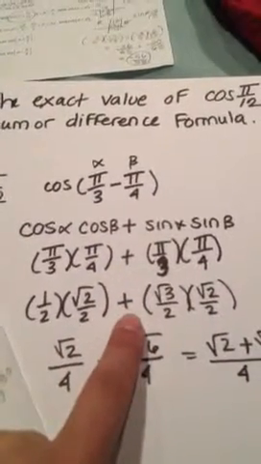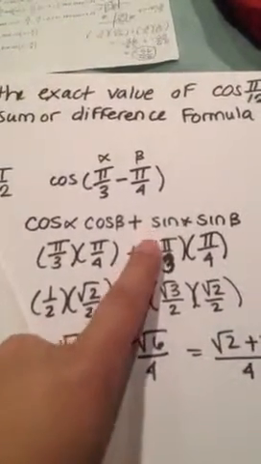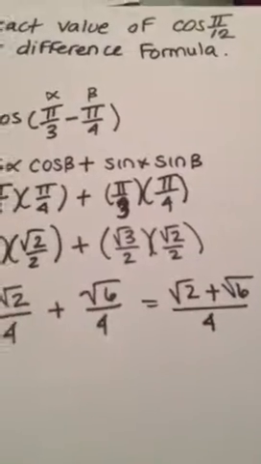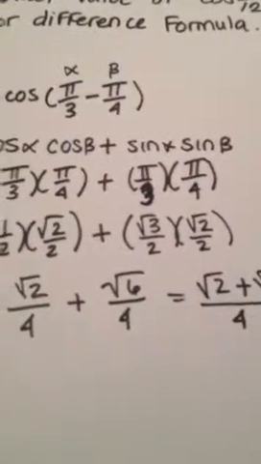Then you want to find sine of pi over 3. So you use the unit circle and find sine of pi over 3. It's right there, square root of 3 over 2. You do the same for sine of pi over 4, and you get square root of 2 over 2.